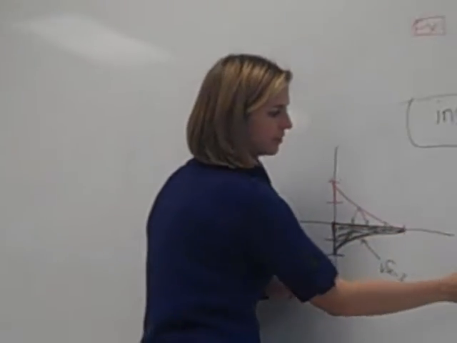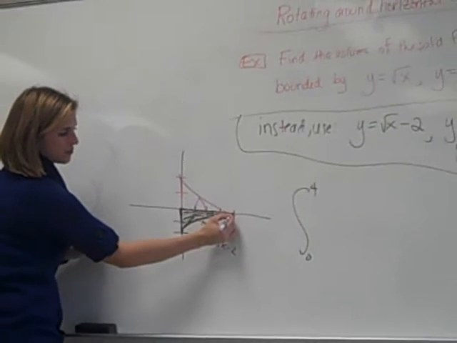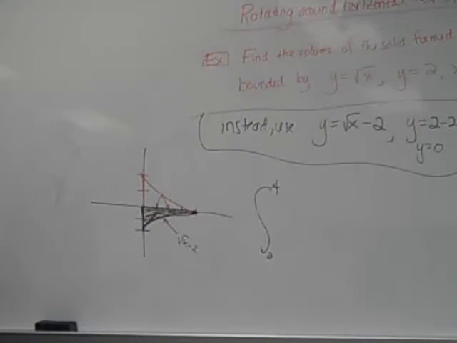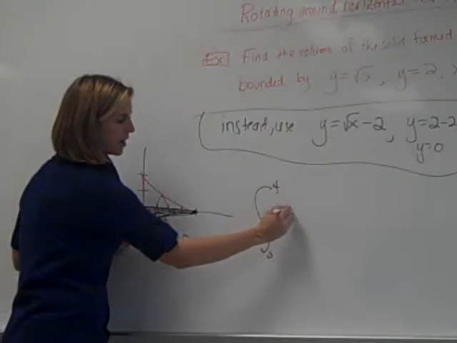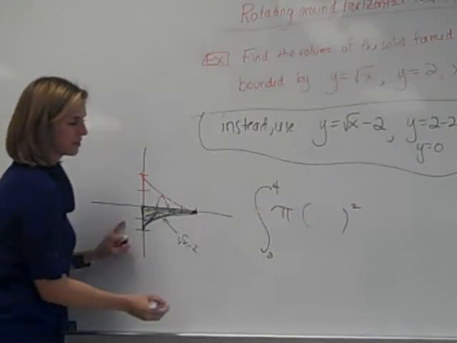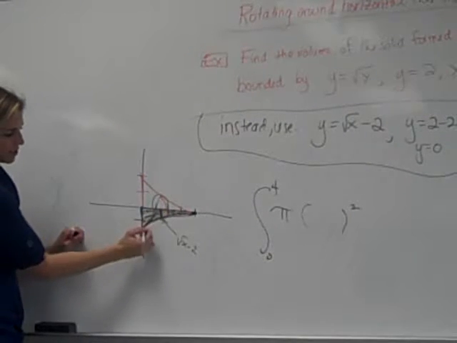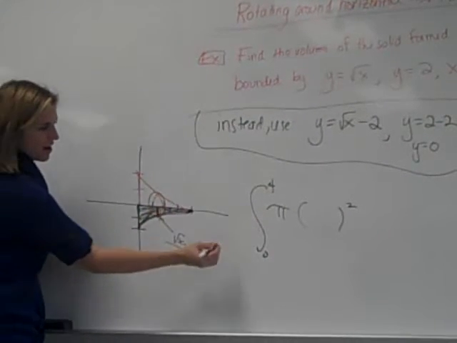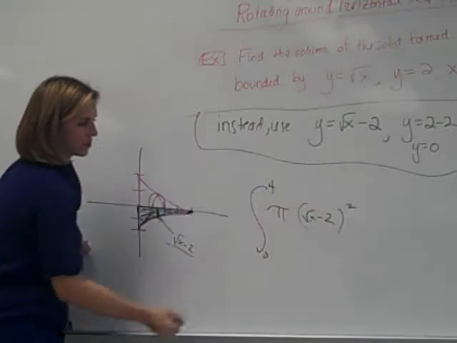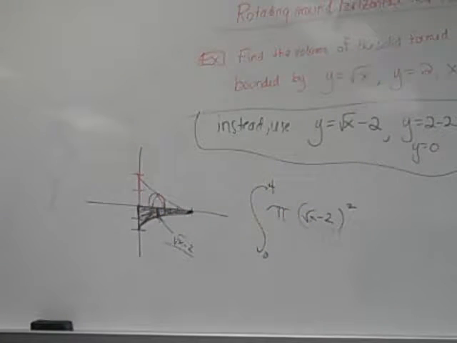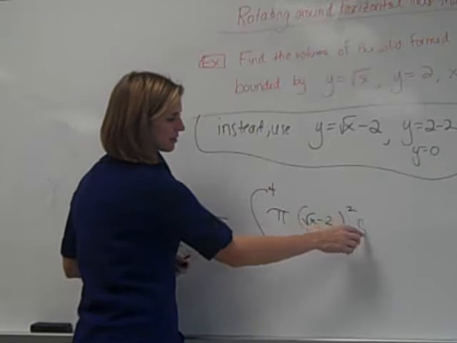So I have the integral from 0 to 4. I know it's 4 because that's where it hit the x-axis. And I've got pi radius squared. The radius of the circle is the height of the function, which in this case turns out to be below, but that's fine. So it's pi times the integral of the square root of x minus 2, squared, dx.